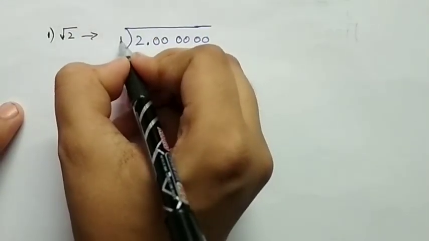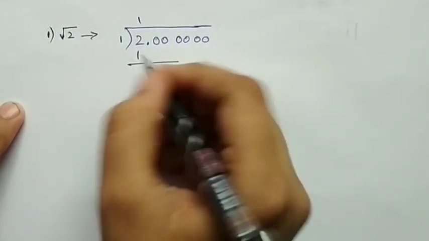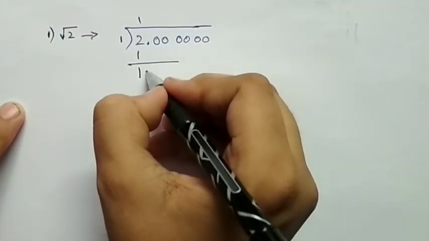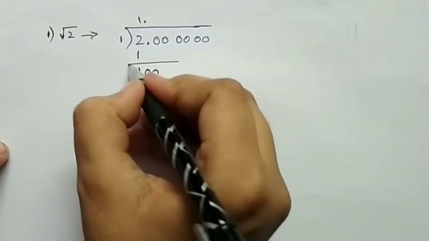Now, I am taking 1. 1 once is 1. Now, I get 1. Let's bring down the zeros here. If we bring down the zeros, we get a decimal point here.